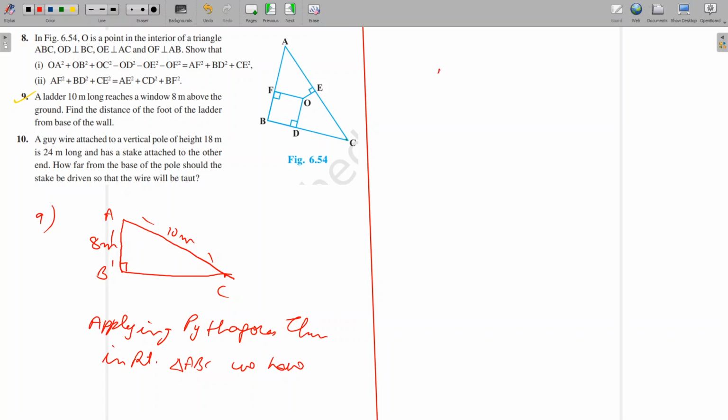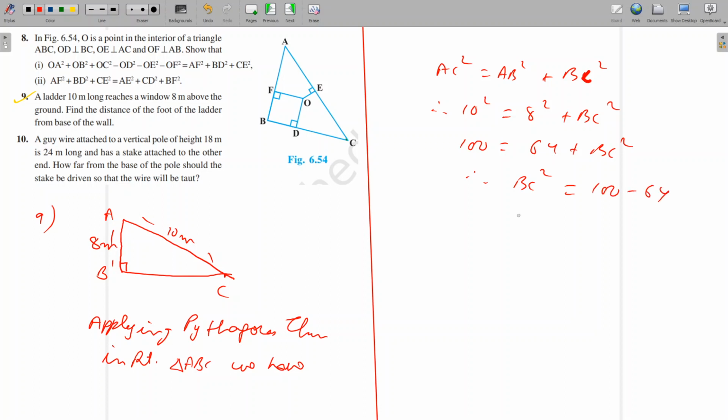AC square equal to AB square plus BC square. Therefore, 10 square equal to 8 square plus BC square. So this will give us 100 equal to 64 plus BC square. Therefore, we will get BC square equal to 100 minus 64, that is BC square equal to 36. Therefore, BC equal to 6 meters. So the required distance of the foot of the ladder from the base of the wall is 6 meters.